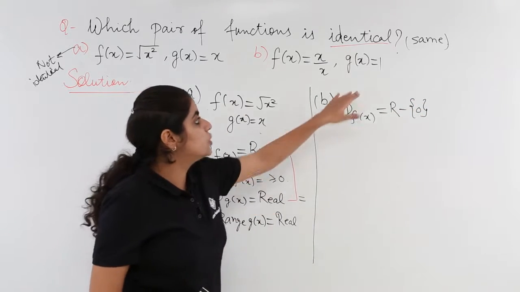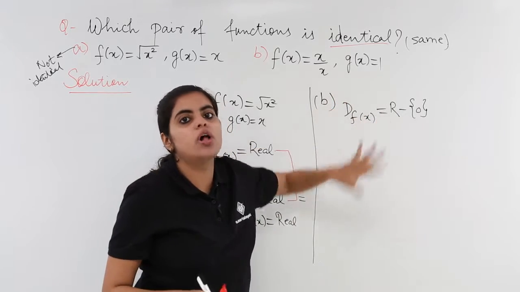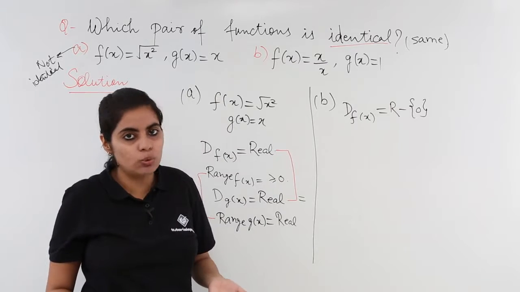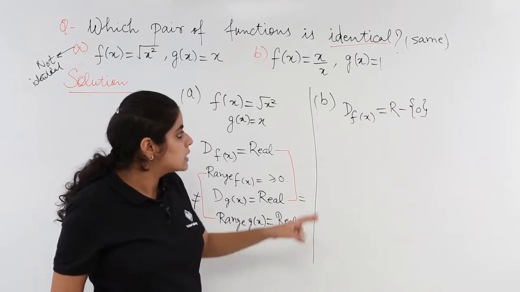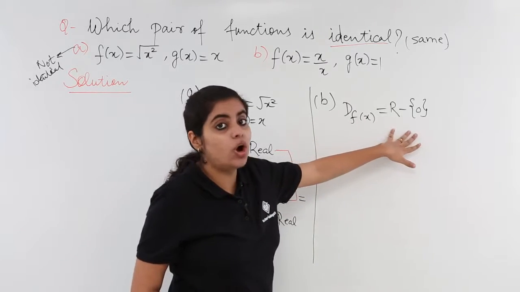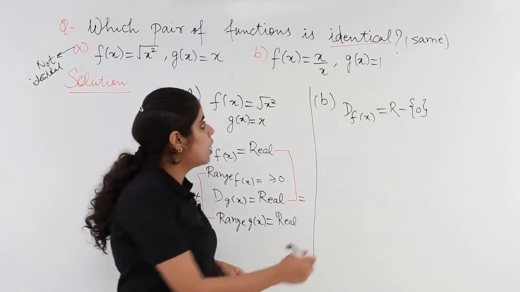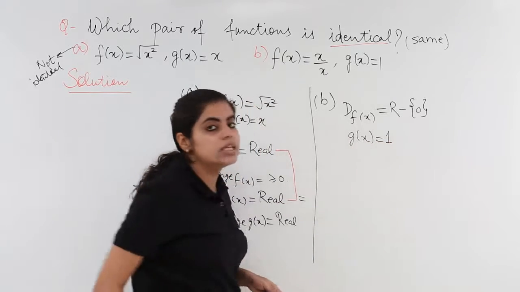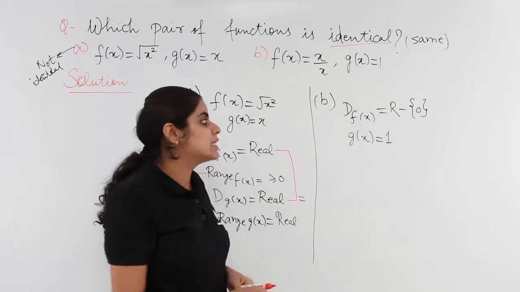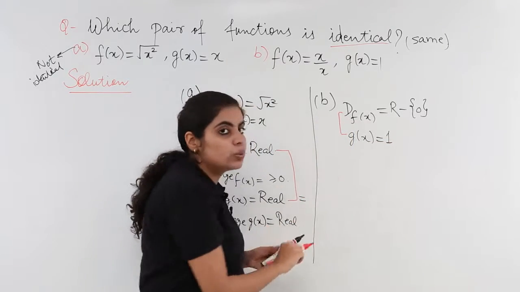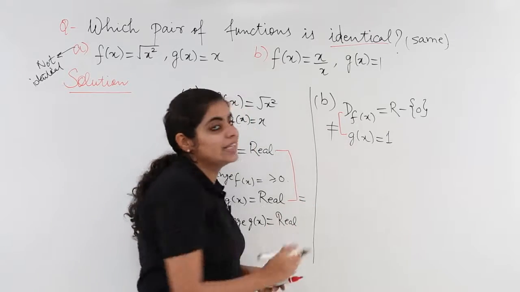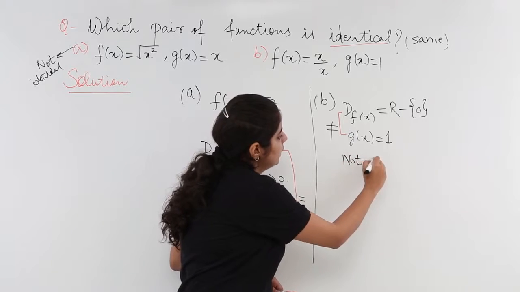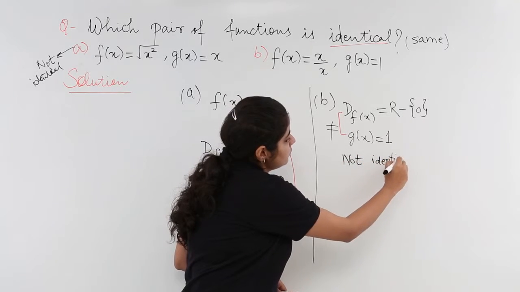What about g(x)? g(x) is already 1. So there is nothing that you can put. It is just a constant quantity. It is always 1. Since the domain of f(x) is all real minus 0 and g(x) is actually equal to 1, these will never be equal, and since these are not equal, I just say that they are not identical. So not identical again.